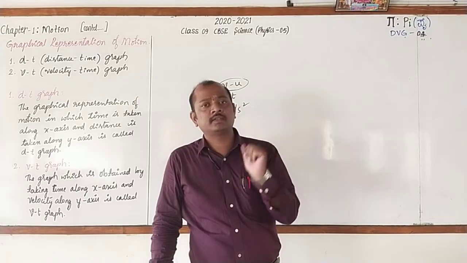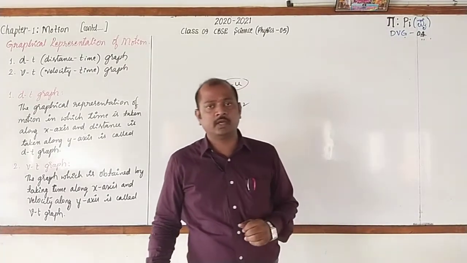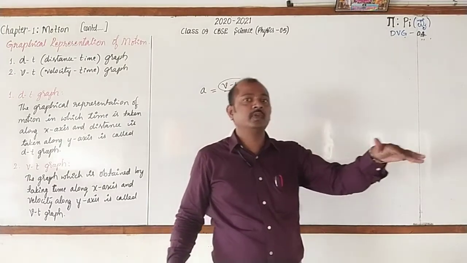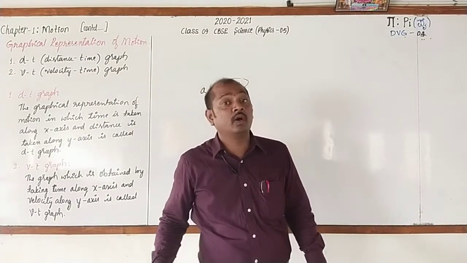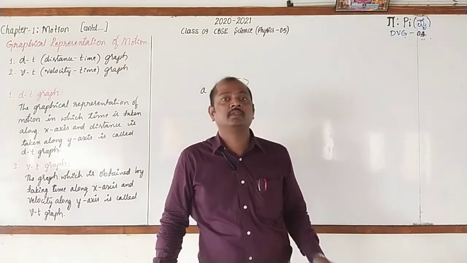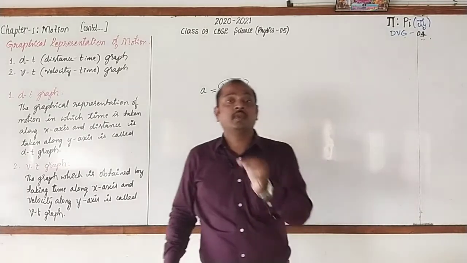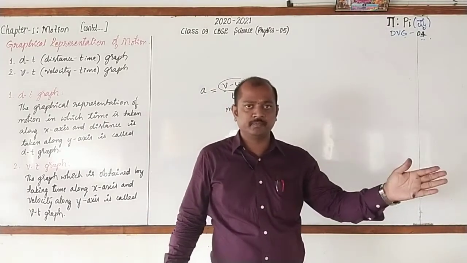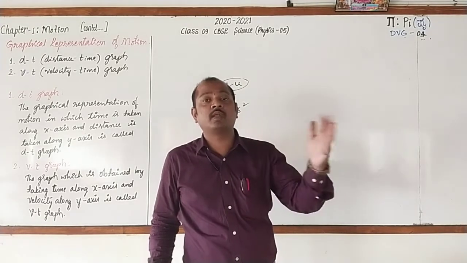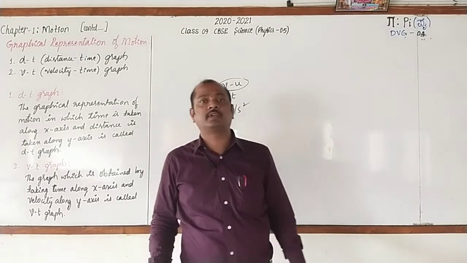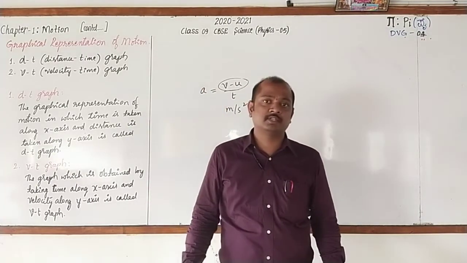And another example is a boy riding a bicycle in a crowded area, or a car moving in a crowded area. Obviously it is an example for non-uniform acceleration. Then recall the definition of it. Yes, when a body moves along a straight line, if it changes its velocity by unequal amounts in equal intervals of time, then it is called non-uniform acceleration.